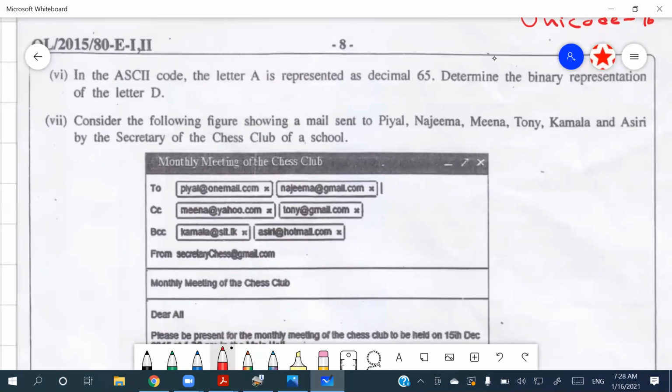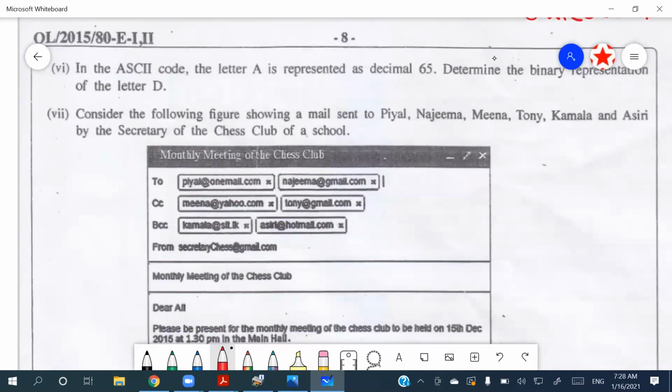Okay, so we are moving to the 8th question. Consider the following figure showing a mail sent to Pial, Najima, Meena, Tony, Kamala, and Asiri by the Secretary of the Chess Club of the school. As you can see, there are 2 recipients which we consider the main recipients. There are CC, carbon copy recipients, who will be informed, and the CCs can see the To recipients as well as the To recipients can see the CCs, right? But not the BCCs, right? The BCC recipients are not shown to anyone, and the CC recipients are not shown to the BCCs.